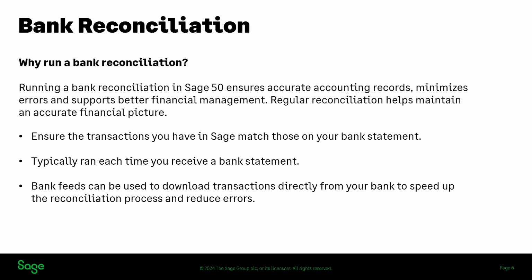Regular reconciliation helps maintain an accurate financial picture. When you're doing a bank reconciliation, you want to ensure the transactions you have posted into Sage match what you have on your bank statement. Bank reconciliation is typically run each time you receive a bank statement. But also, if you use bank feeds, you can use this to download transactions directly from your banking provider, and it helps speed up the process and also reduce errors.